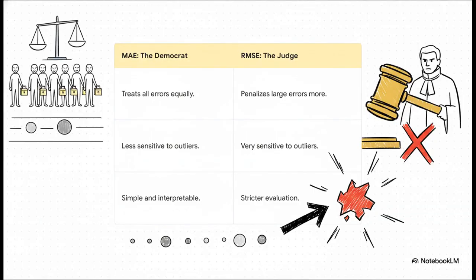I love how this slide frames the two. Think of MAE as a democrat. Every error gets one vote, big or small. RMSE, on the other hand, is like a strict judge. It comes down hard on the major offenses. So if your top priority is to avoid those big outlier mistakes, RMSE is definitely going to be your friend.